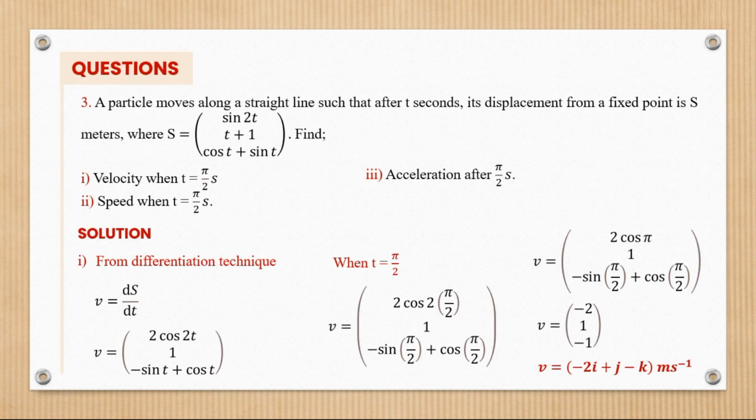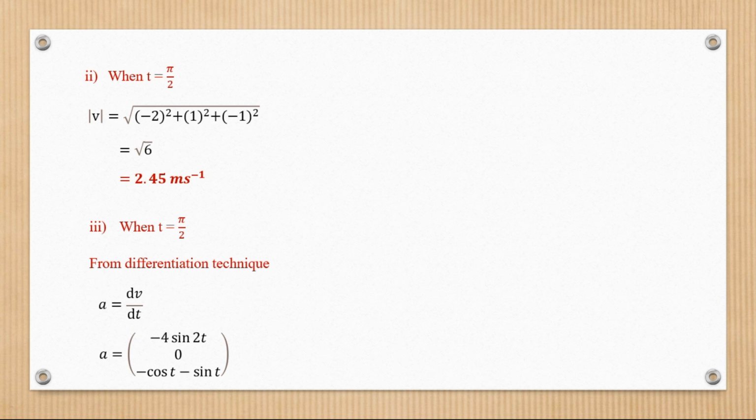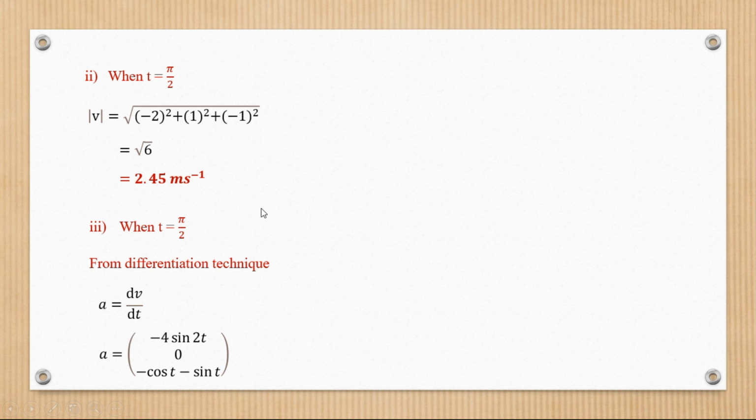Now for part 3, we're being told to find the acceleration after pi over 2 seconds. So for part 3, when time t is pi over 2, we know from differentiation technique that acceleration is dv/dt. So now we're just going to differentiate that value of velocity that we had gotten, which is this value right here. So when you differentiate this, the acceleration will be negative 4 sine 2t, then we'll have a 0 here, then we'll have negative cos t minus sine t.